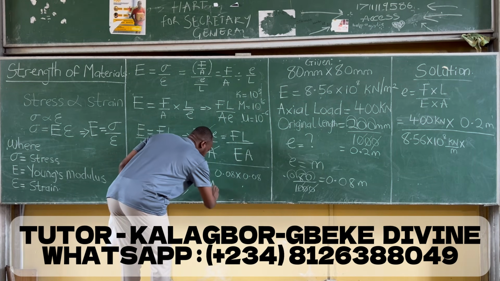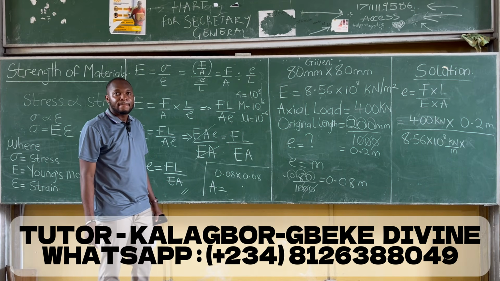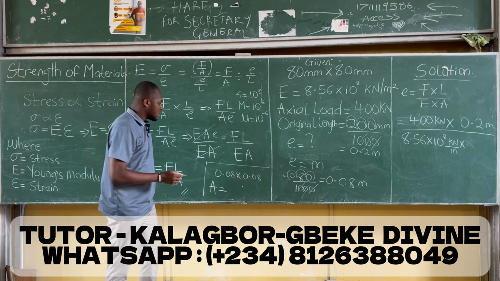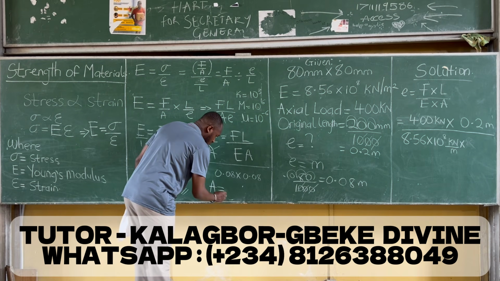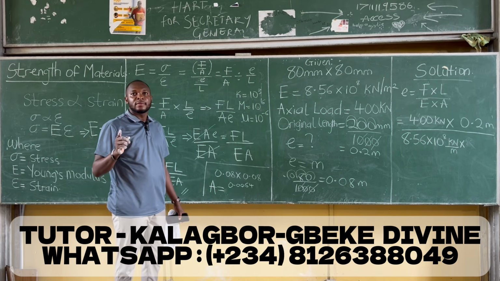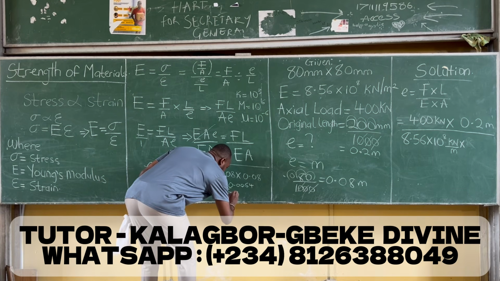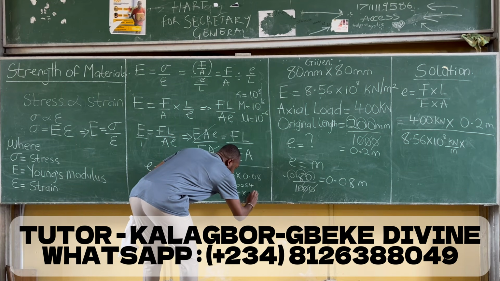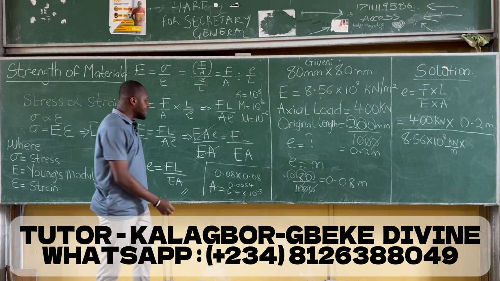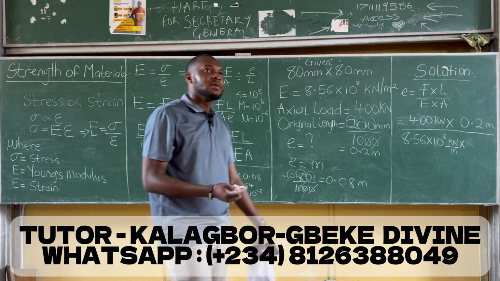So area will be equal to what? One person, please. Zero point 64. Okay, another person. 6.4 times 10 raised to the power what? Minus 3. Another person. So do you know the difference between this and this? Okay, let me know. Yes?